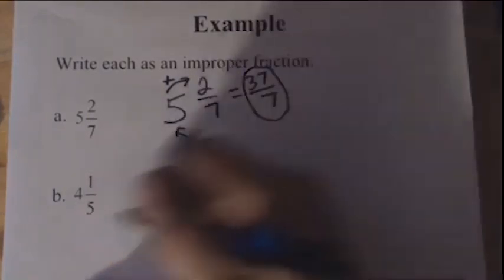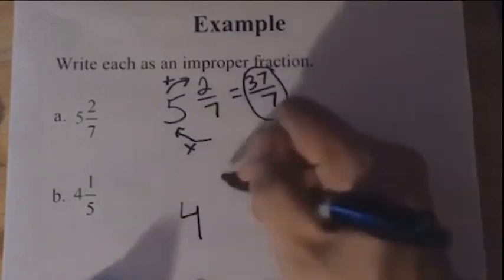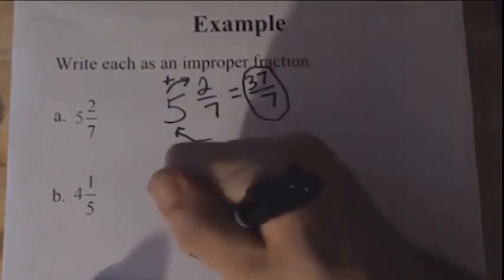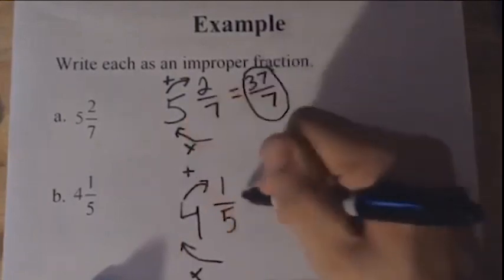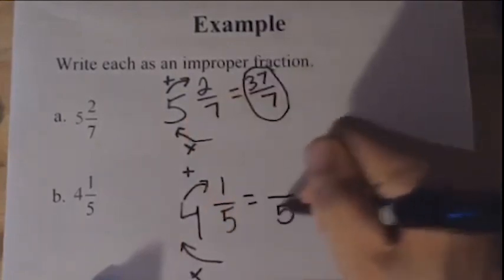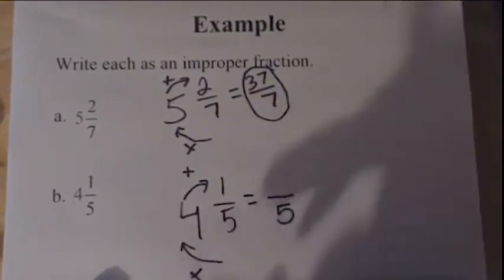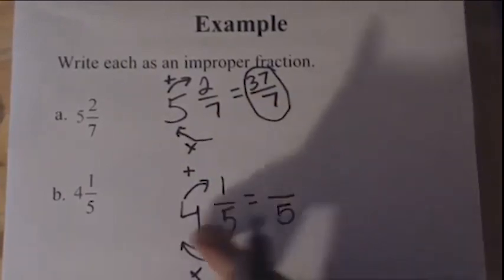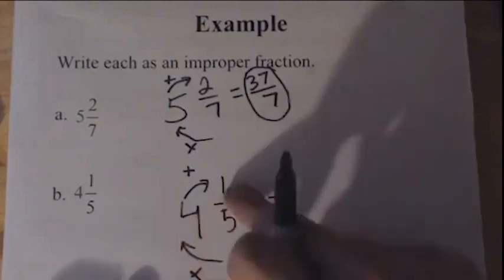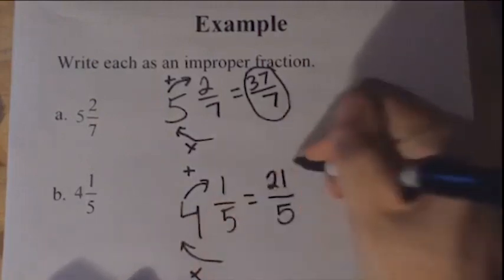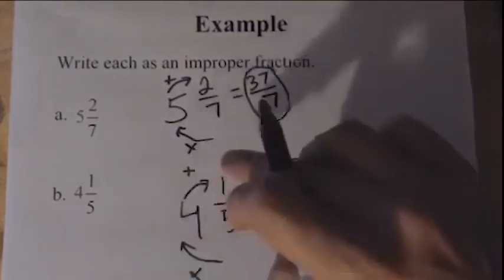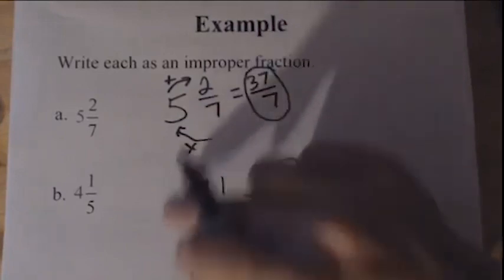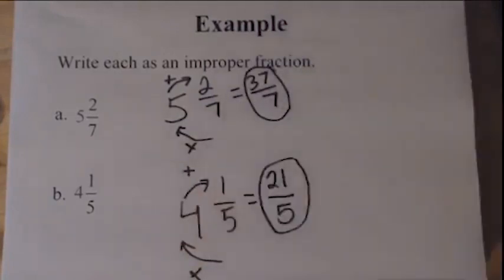B, we have 4 1/5. Remember, we're going to multiply, then add, and keep it over 5. 5 times 4 is 20, plus 1 is 21. So 21/5. So again, bottom to top, multiply, and add.